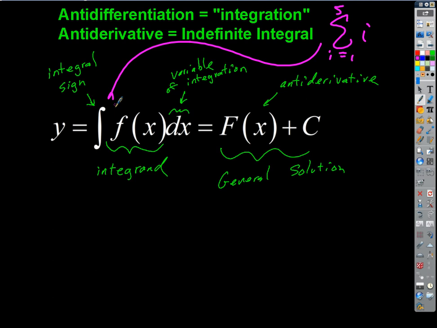The part that's inside is called the integrand. That's the part that we're trying to undo. And then we always have to put at the end of this d, whatever the variable of integration is, so what the independent variable is. For us, usually it's going to be an x. And then the answer we get back is going to be in the form of a general solution: it's going to have the antiderivative, the answer to Calculus Jeopardy, plus some constant of integration.